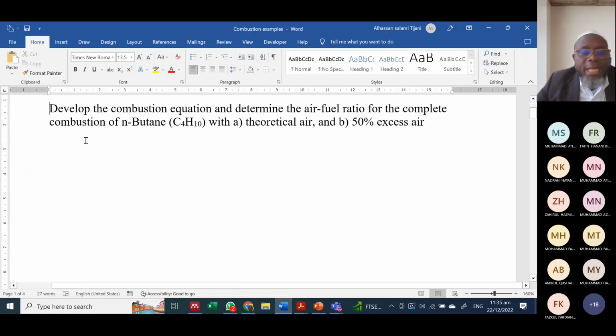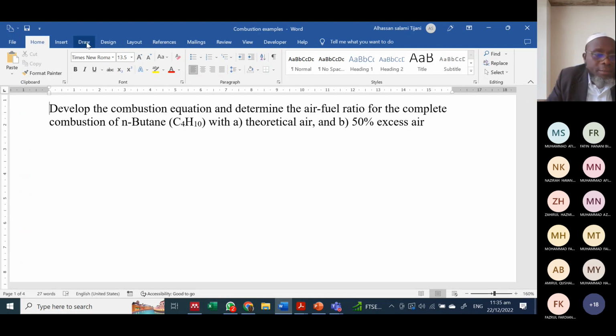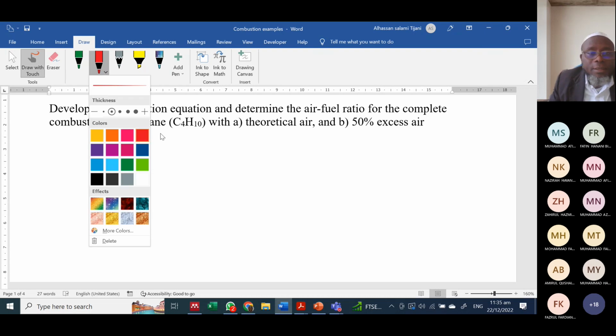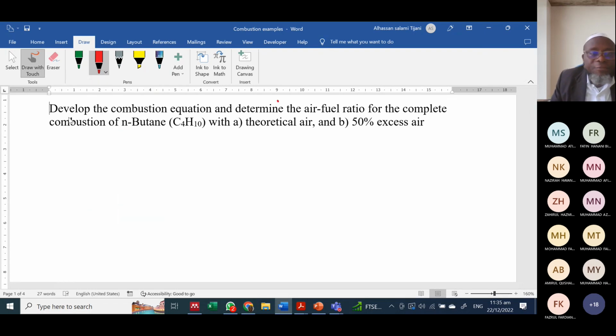Yes, so here we are told to develop the combustion equation and determine the air-fuel ratio for the complete combustion.